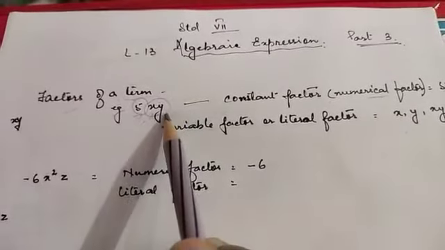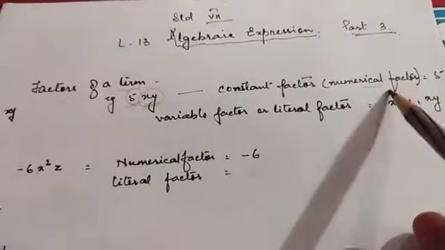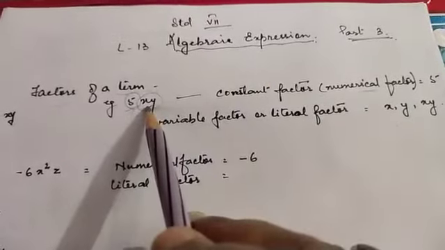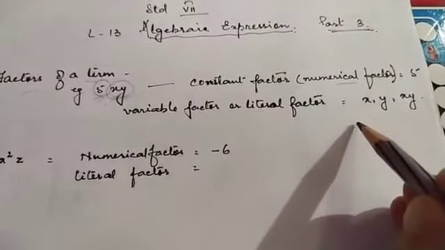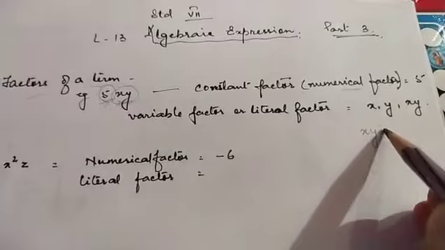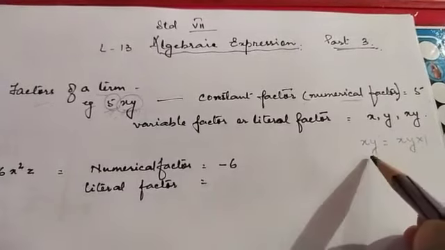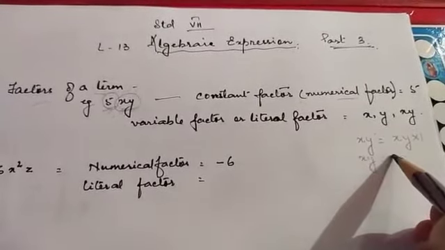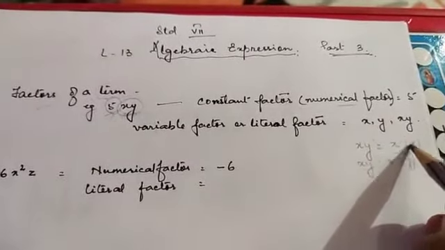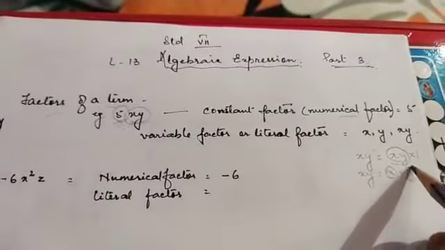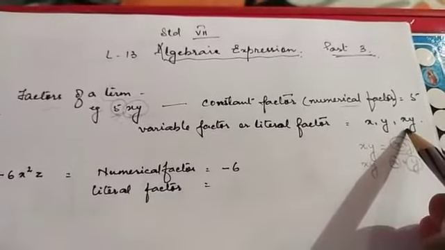Like in 5xy, the constant factor is 5, which is also known as the numerical factor. And the variable factors or the literal factors are xy. So, how do we factorize xy? xy is equal to xy into 1. xy is equal to x into y. So what are the factors? We got xy, we got x and y. So the literal factors are x, y and xy.